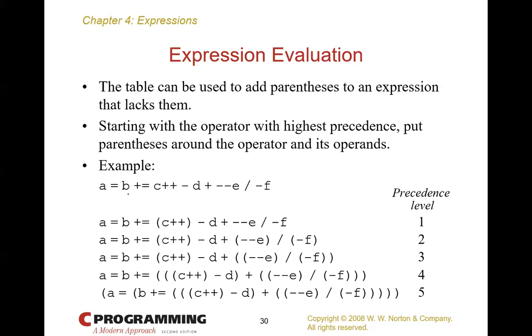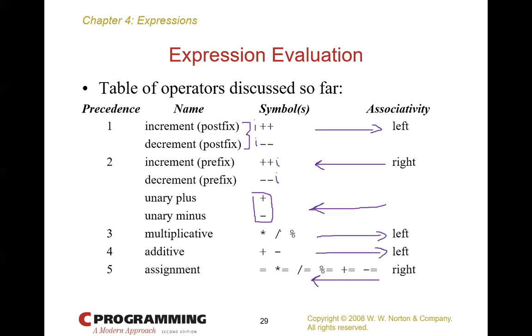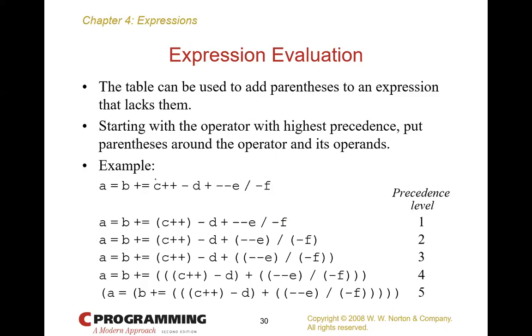We have A is equal to B plus equals C plus plus minus D and so on. But we said that the postfix increment or decrement operator has the highest precedence. So it means we will solve this first, and that is why we start by putting this in parentheses first. After that, what do we have next? This is the lowest. Assignment operators are the lowest.